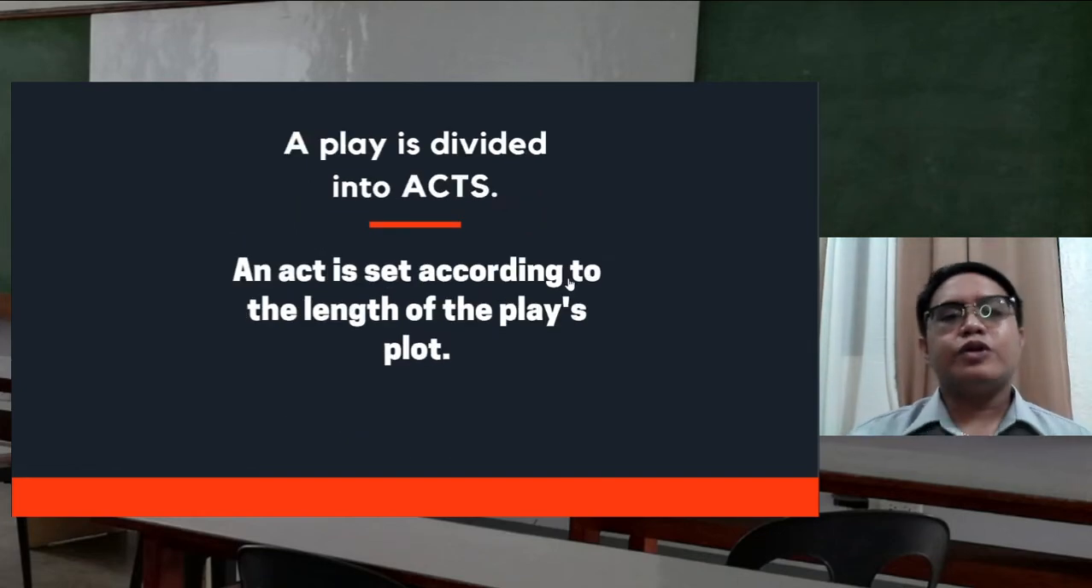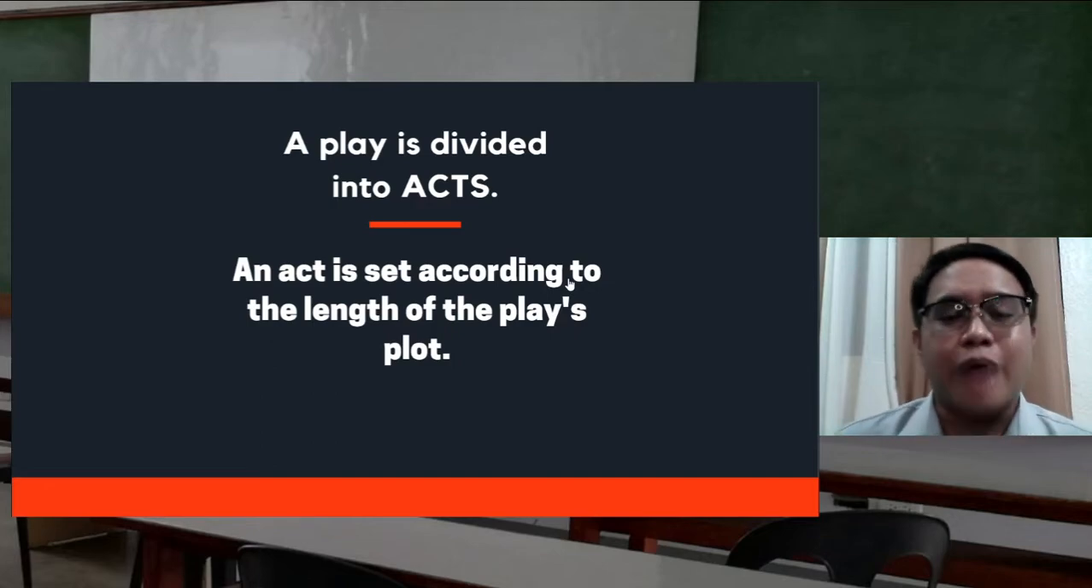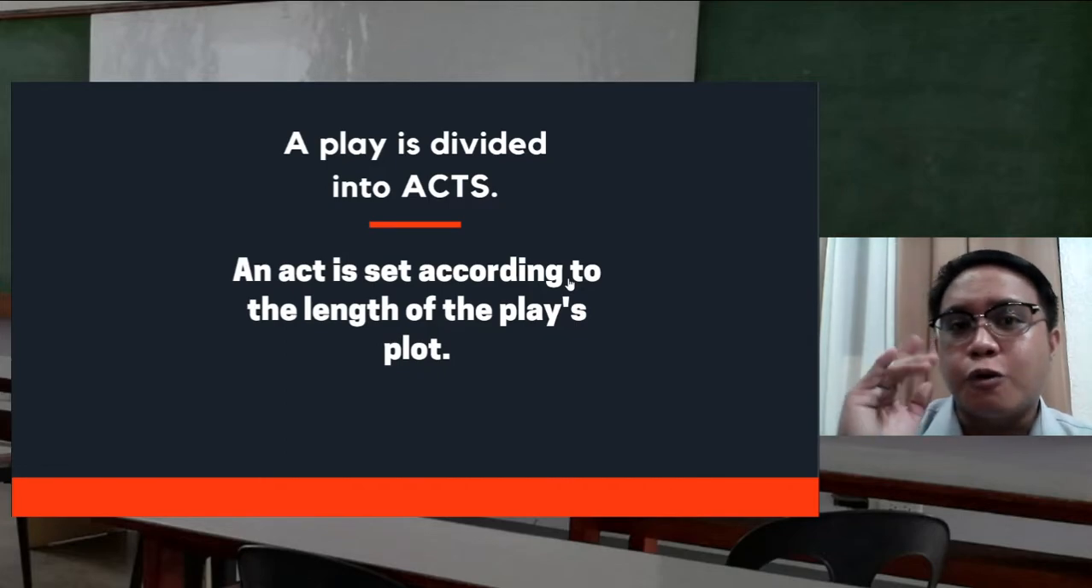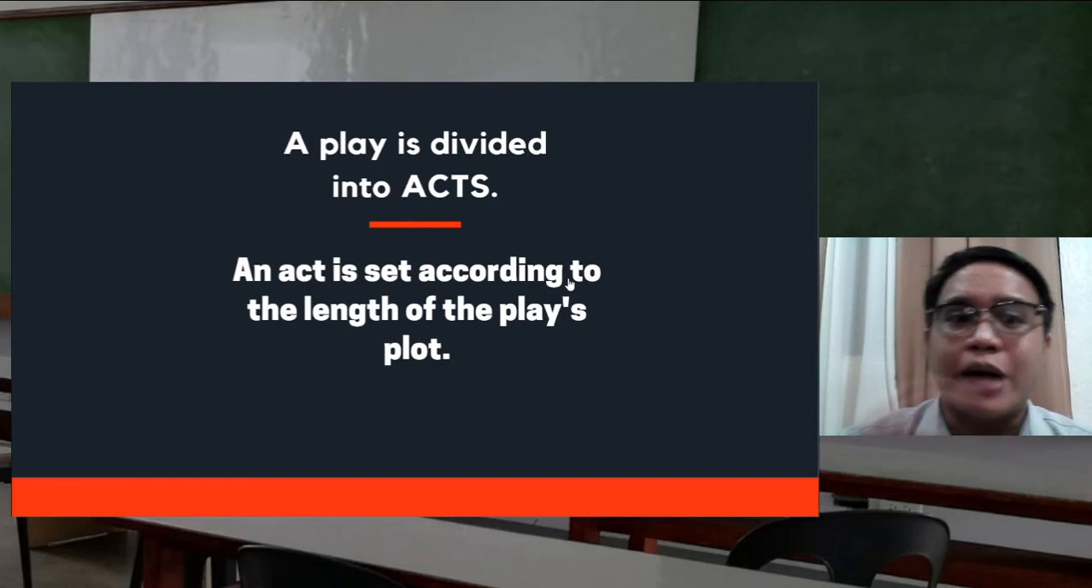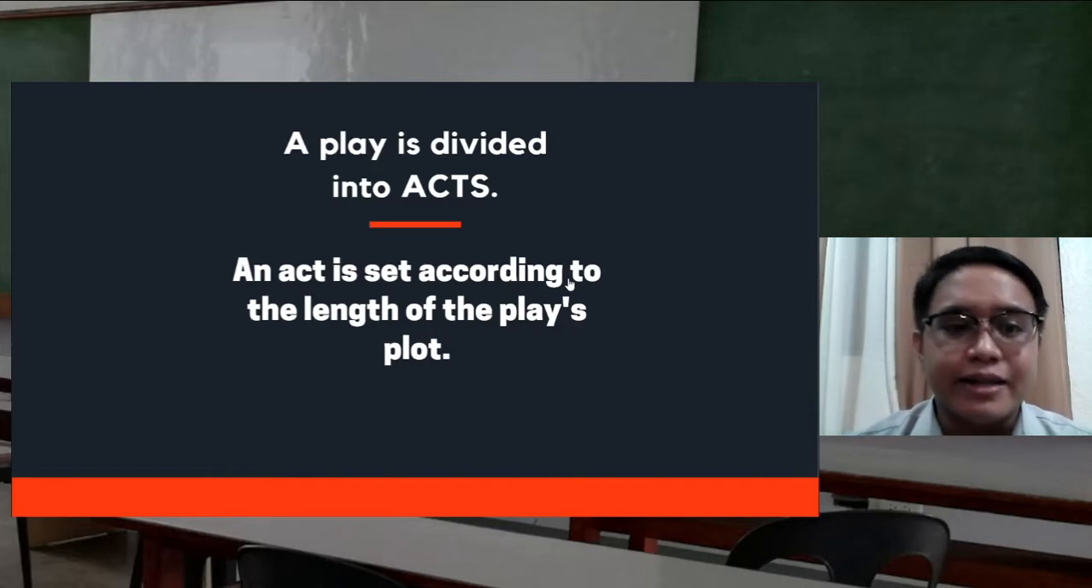Now, it is good to take note that a play is divided into acts, okay? Just like in poetry, poetry is divided into what? Stanzas, di ba? And then novels are divided into chapters. A play is divided into acts. Na unsa di ini ang act? An act is set according to the length of the play's plot. So, it will depend on the plot sa play.